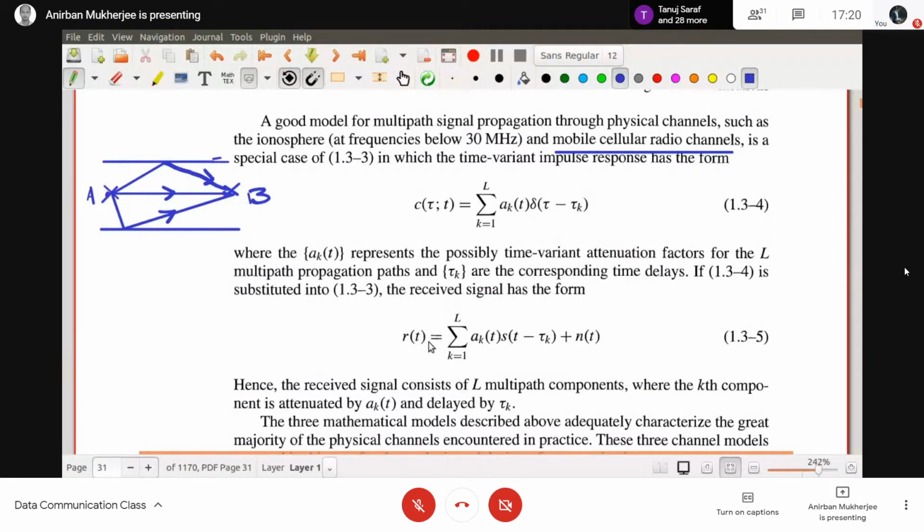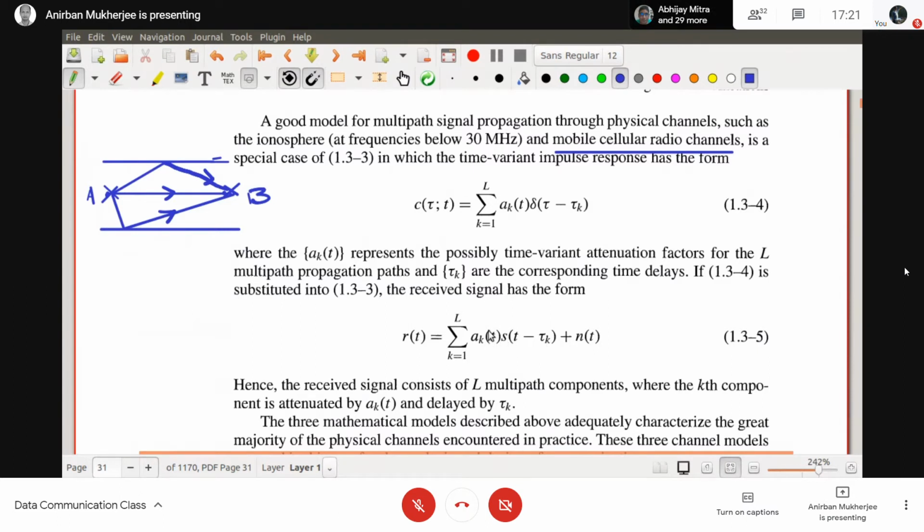So you see the basic point is L number of multipaths, meaning three multipaths, L equal to 3: A1(t) s(t minus tau 1) and so on. If I assume that for the first path the delay is the minimum, tau 2 and tau 3 can be taken with respect to it, or we can say they are absolute delays. So tau 1, tau 2, tau 3.